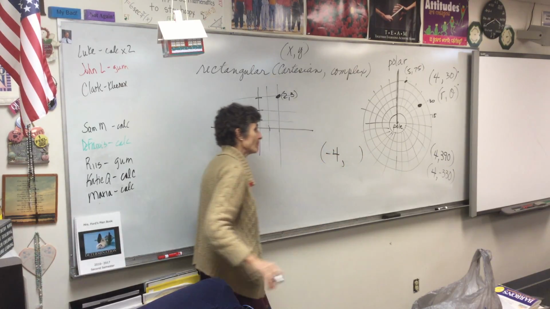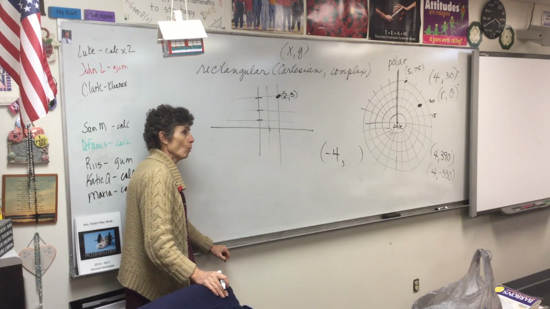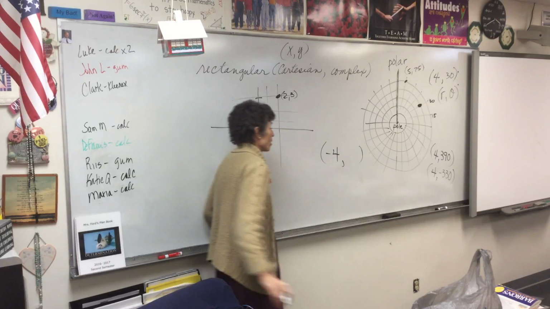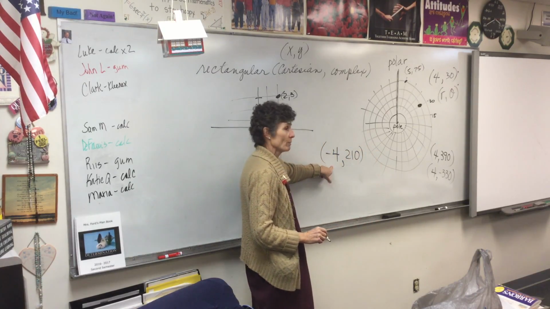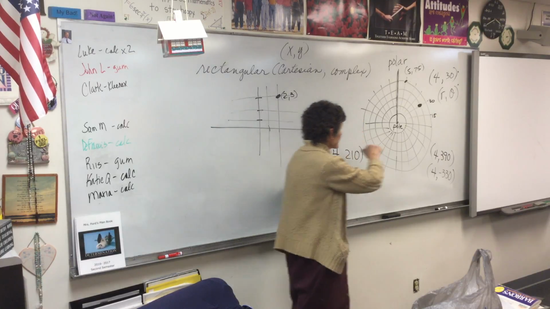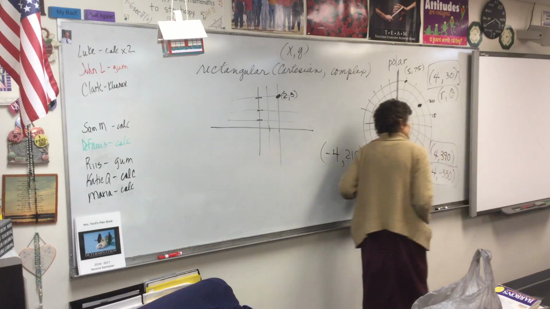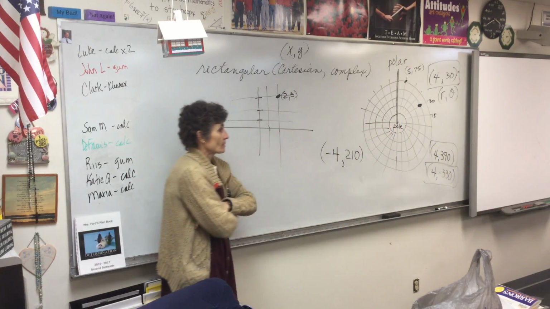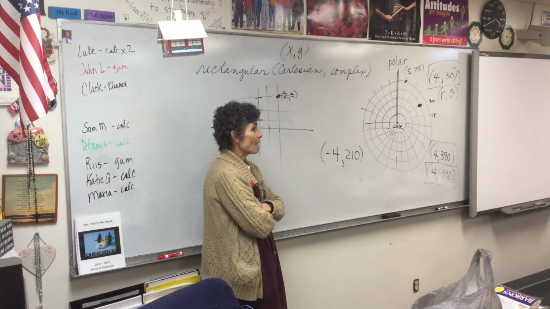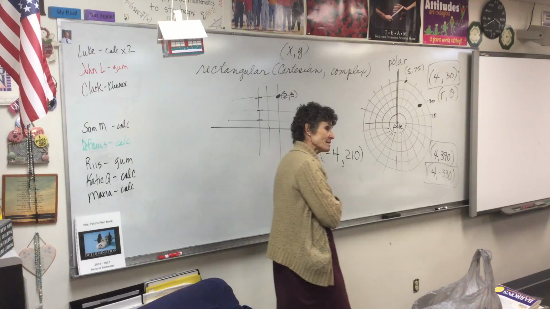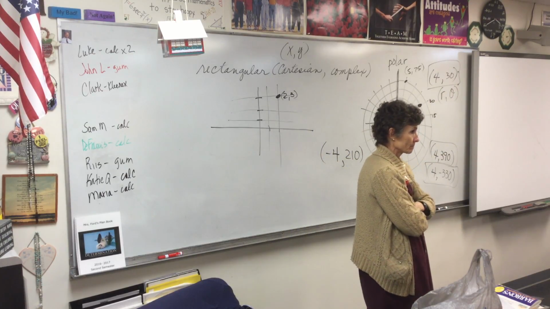You can actually have R be negative. Now, what does it mean when you see a negative R? Well, I'll tell you, this point right here would be exactly the same as all of these. Okay? Now, here's the deal. When your radius is negative, what that means is the point gets plotted on the opposite side of the circle.